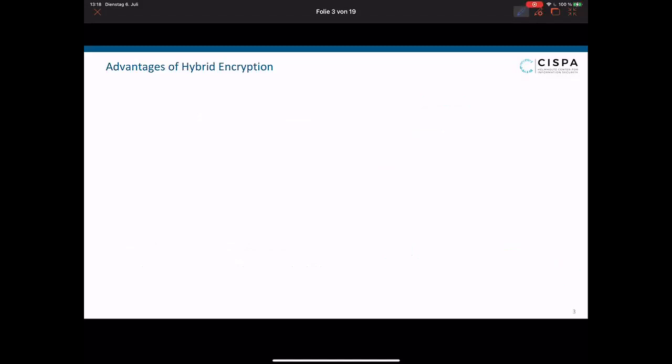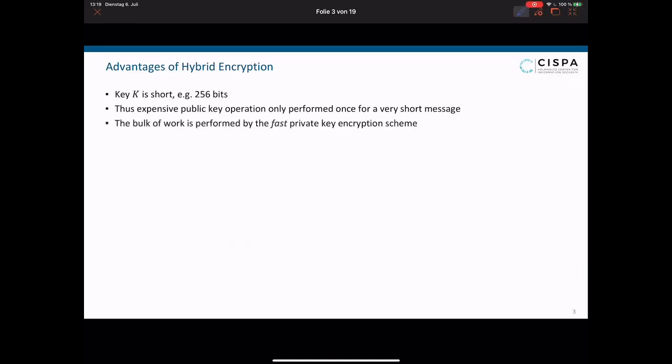Okay, let's quickly run through the advantages of hybrid encryption. The key is short, I've said that already. So the expensive public key operation is only performed on a very tiny message. The heavy lifting, encrypting the actual data, is performed by the super fast private key encryption scheme. Furthermore, this minimizes the size of the ciphertext for large messages and therefore saves bandwidth, right?